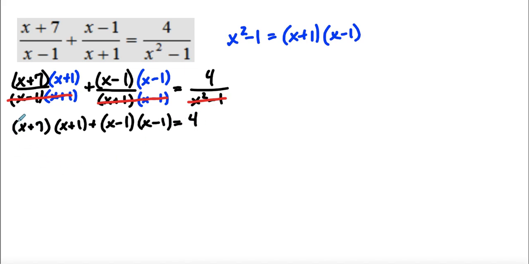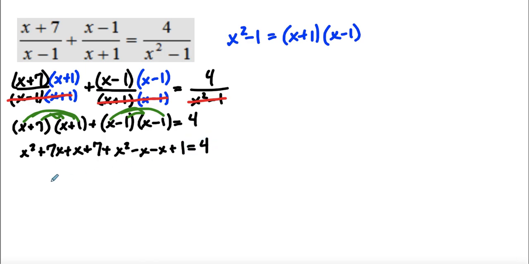Now I got to multiply these out so I can solve for x. And remember, when you multiply out, you're distributing. So we're going to distribute these. We're going to get x squared plus 7x plus 1x. Let's write that out: 7x plus x plus 7. That's the first part here. Then over here, when you multiply x minus 1 quantity squared out, you're going to get x squared, minus 1 times x, minus 1 times x again for this one, and then minus 1 times minus 1 is actually positive 1. And that's all equal to 4.